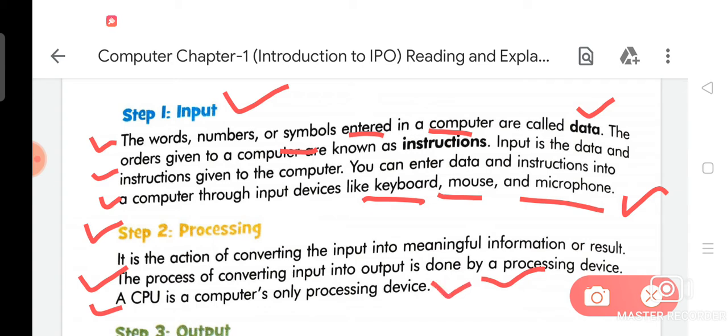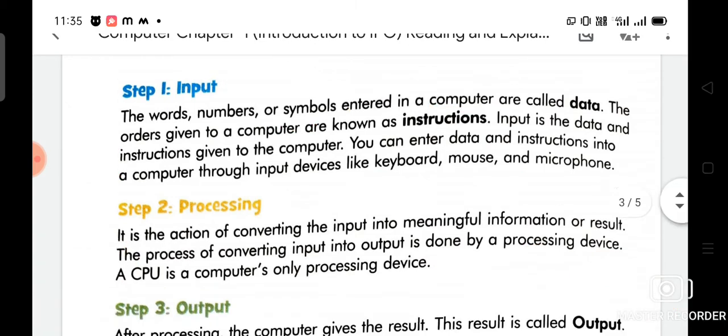Now we are going to read step number 2 again. It is processing. It is the action of converting the input into meaningful information or result. The process of converting input into output is done by a processing device. A CPU is a computer's main processing device.